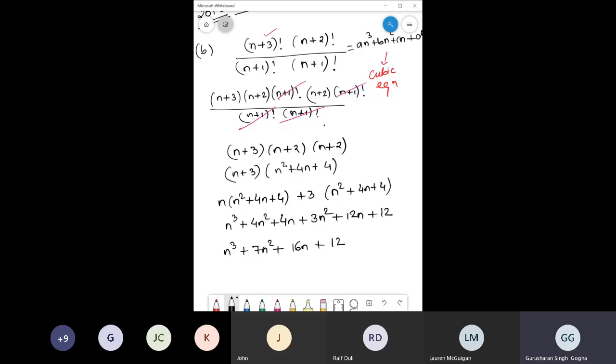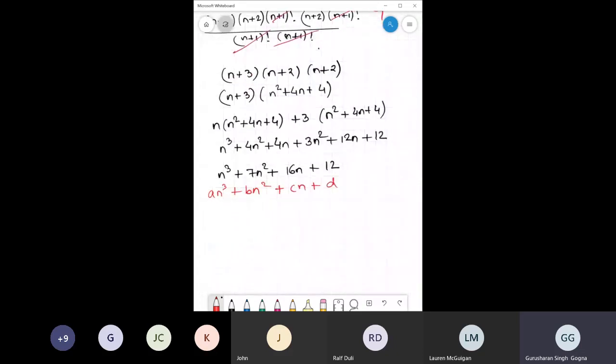What we got is a cubic equation. And what was the right hand side there? Right hand side was an cube, bn square, cn plus d. So now you can simply compare and write down the values of a, b, c, d.